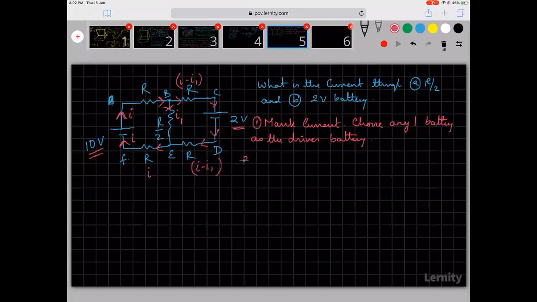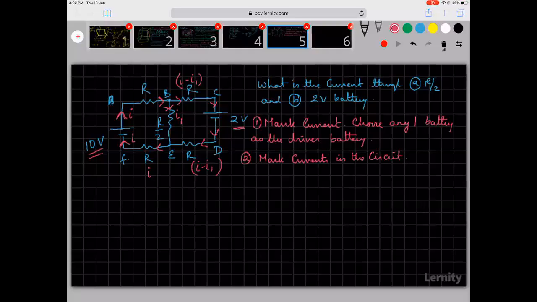The second step is to mark currents in the circuit. Mark currents in the circuit. So I have marked the currents in the circuit. Now after this, what is the next step?